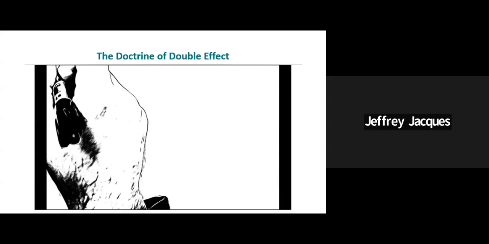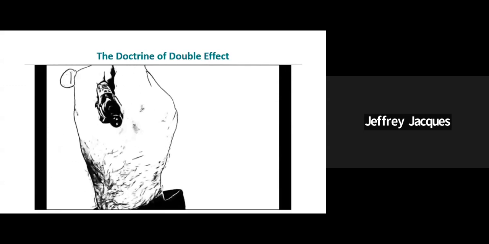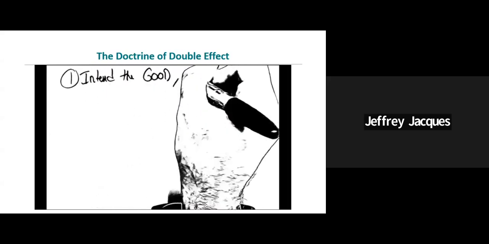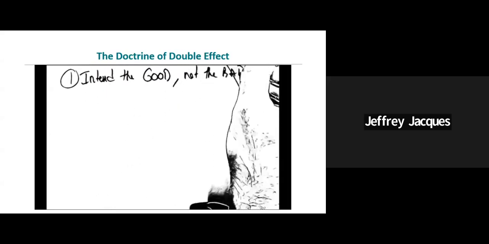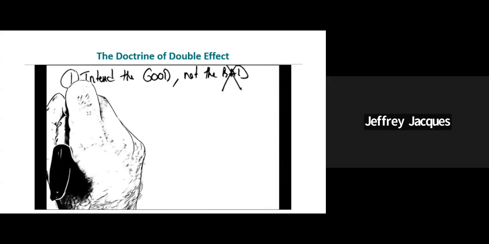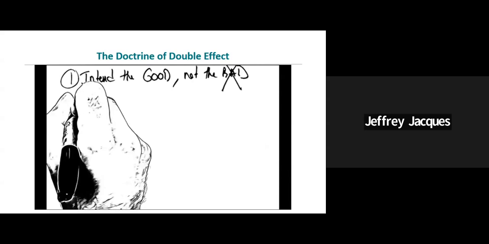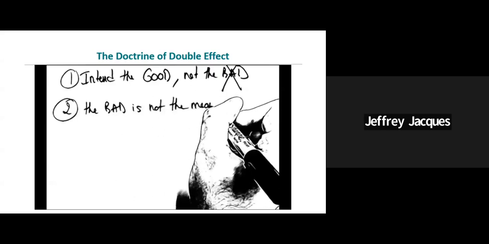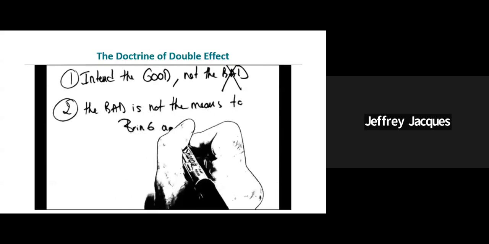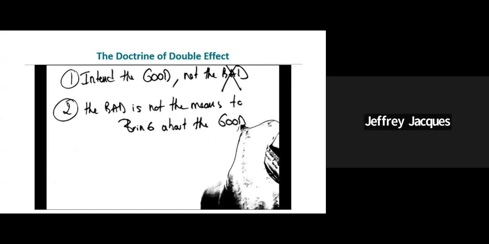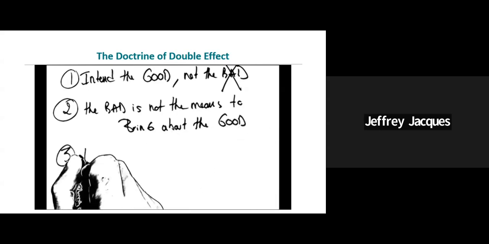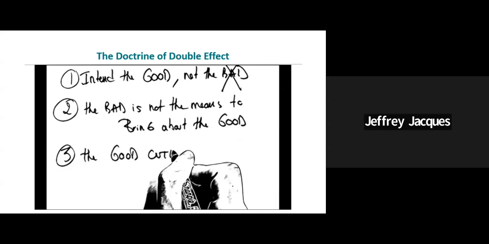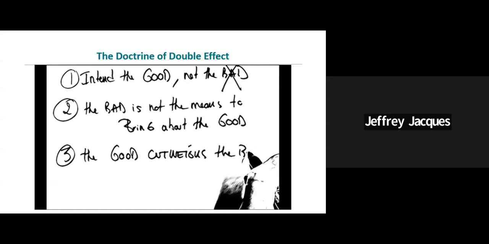According to the rule of double effect, it is. Why? Because the following conditions are fulfilled. Number one, your intention is to protect your family, not to kill anybody. The attacker's death is a foreseen but unintended consequence. Two, the bad effect is not the means by which you bring about the desired consequence. If you could avoid killing that assailant, you would. And finally, three, the good outweighs the bad, or as philosophers would put it, there is proportionality.